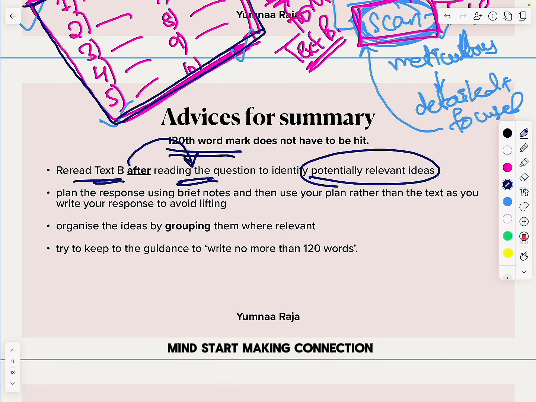Your eyes and your mind start making a connection. It just becomes really easy after that. Then you plan your response. How do you plan it? This way, like I just taught you. And then use your plan rather than the text to write your response.